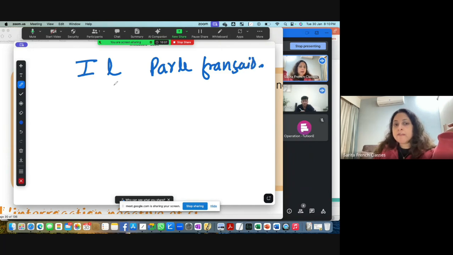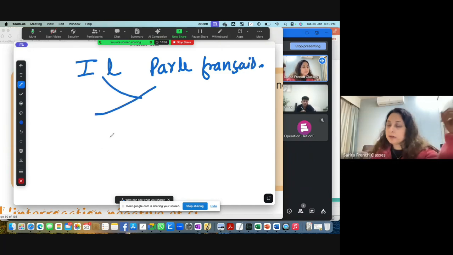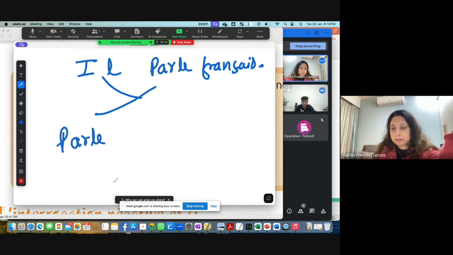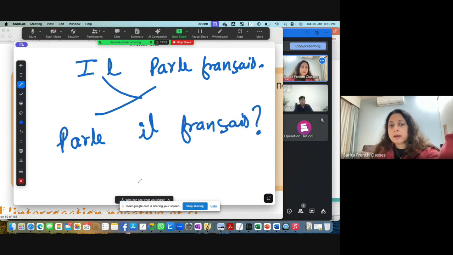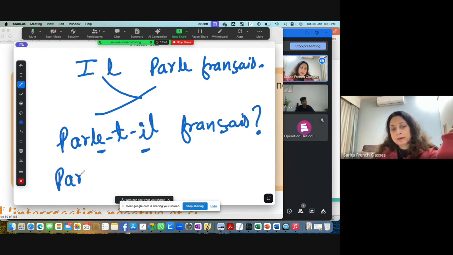Now we are inversing the place. In inversion only. Fine. So in inversion, we will write parle first, then il, right? Then français. Question mark. But as you can see, E is a vowel, I is also a vowel. So to avoid this, we just add T in between. And it happens only with il and elle, like with parle, T, il, français.